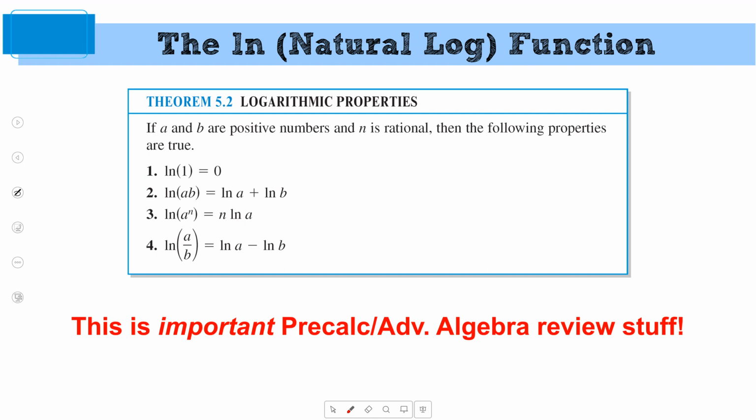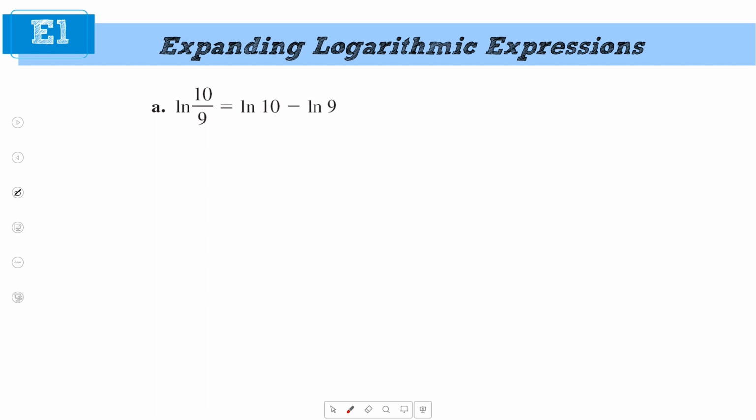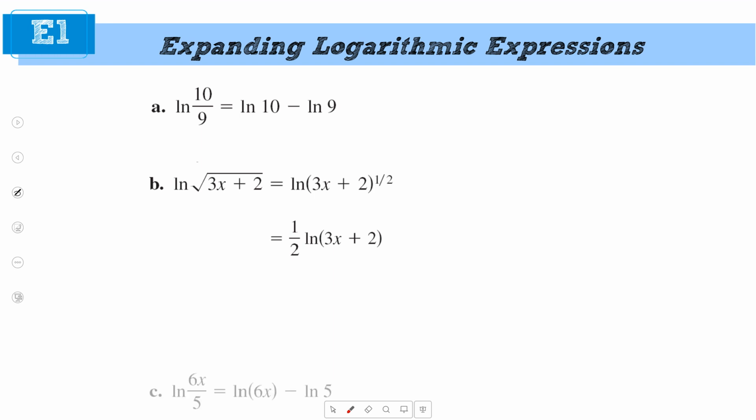Okay, we good? All right, let's do some more review. You don't have to write these down. This is just examples of what I showed you on the previous slide. So the natural log of 10/9 is the natural log of 10 minus the natural log of 9. The natural log of the square root of 3x plus 2. Well, the square root is the same thing as raising it to the 1/2, so raise it to the 1/2 and then move the 1/2 out in front. Can't do anything with the stuff in parentheses, because notice there's no formula for the natural log of a sum. It's only the natural log of a product or the natural log of a difference.